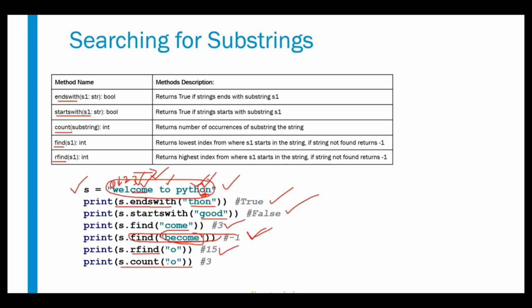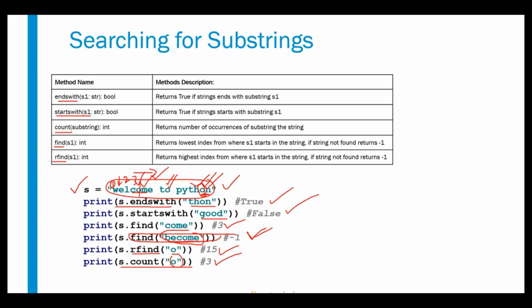And count is another function. It will find out how many times this O is repeated in the whole string. So how many times is O occurred? This is one time, second time and third time. So three times it is repeated, so it returns count as 3. So this is how we can use these functions. These come under the searching functions of strings.